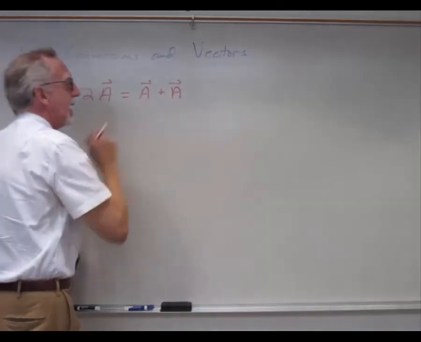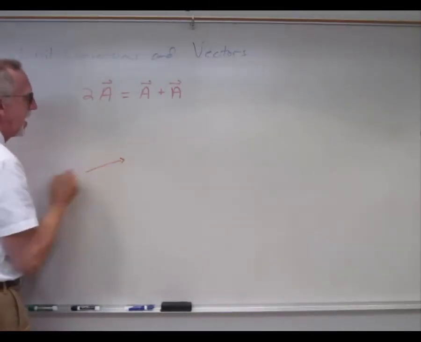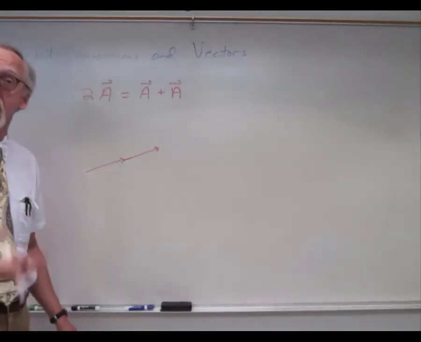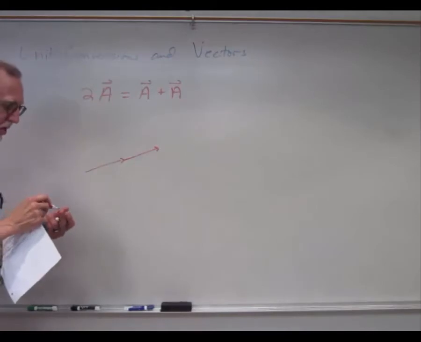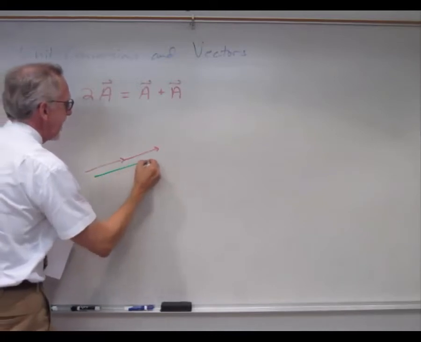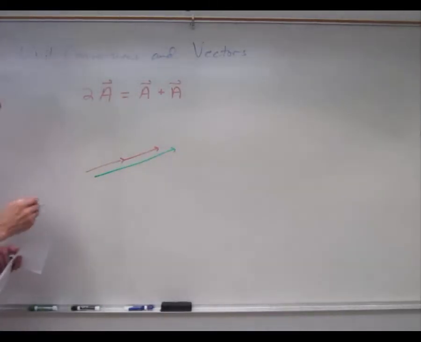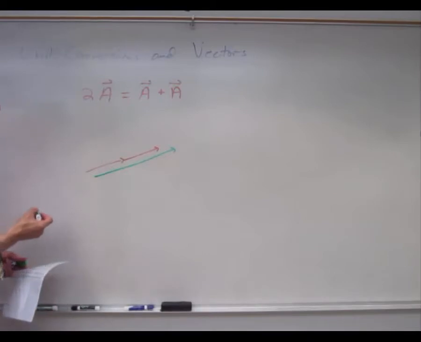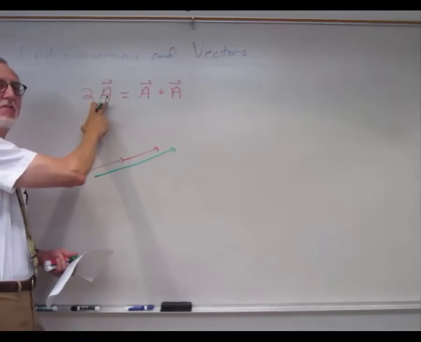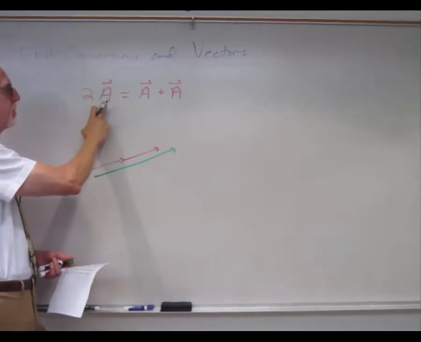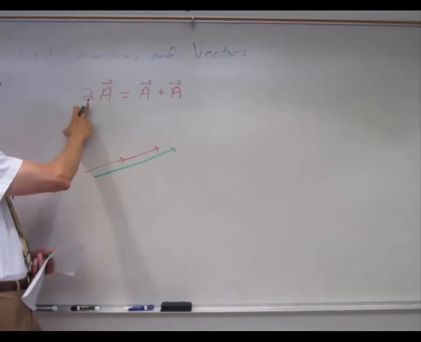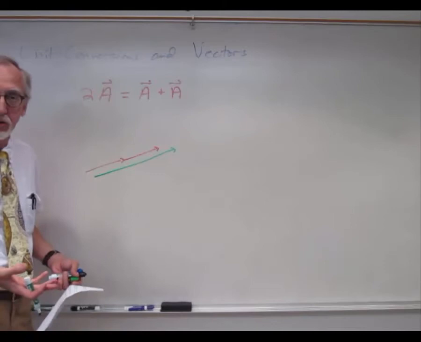But what do we get if we take A plus A? Well, if we take a vector A, and then we add A to it, in other words, another vector in the same direction with the same magnitude, what do we end up with? Well, we end up with a vector that's in the same direction as A, but twice as long. So, if we take a vector and multiply by a scalar, we end up with a vector in the same direction as the original vector, but with a magnitude that has now been multiplied by whatever that scalar is. So 2A multiplies the magnitude by 2.